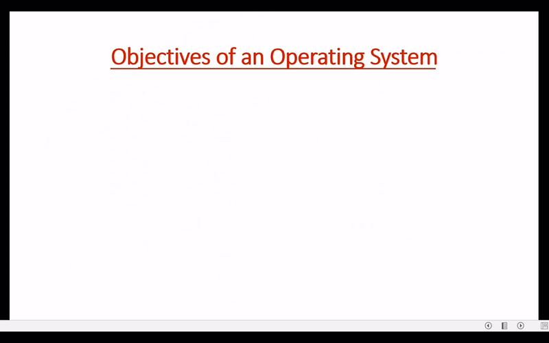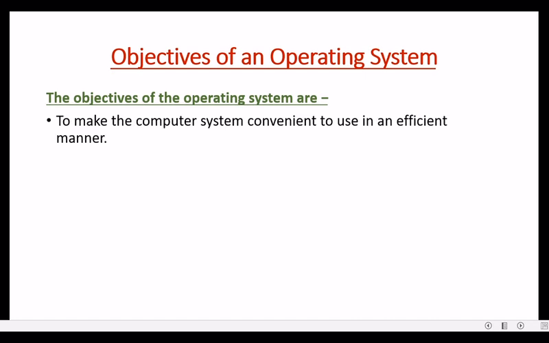Next, we should know what the objectives of an operating system are. Let us discuss them one by one. First, it makes the computer system convenient to use in an efficient manner. What does it mean? If the operating system is present in your computer, you can easily handle your keyboard and your mouse. It means the computer becomes convenient for you.